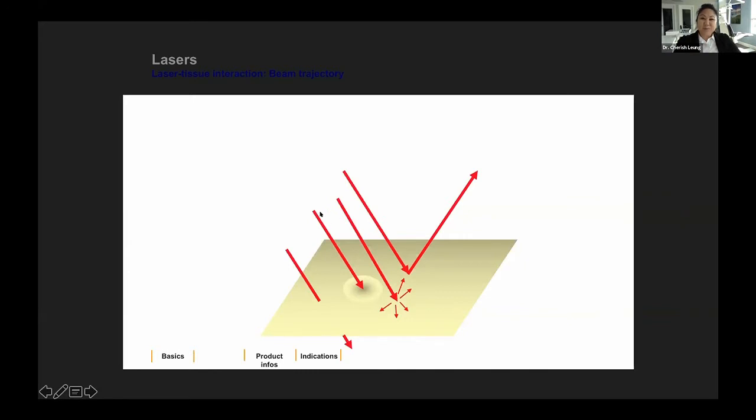The last one, which we're really focusing on today, is going to be absorption. So that is when the laser hits the tissue and is actually absorbed by it. And that's great because that's when you can ablate the tissue. So how do you do that? You basically are going to match the wavelength to the tissue that you want to focus on.